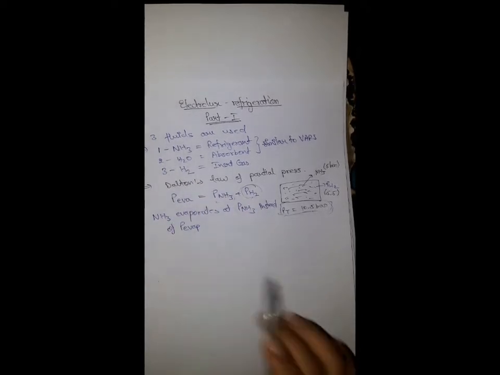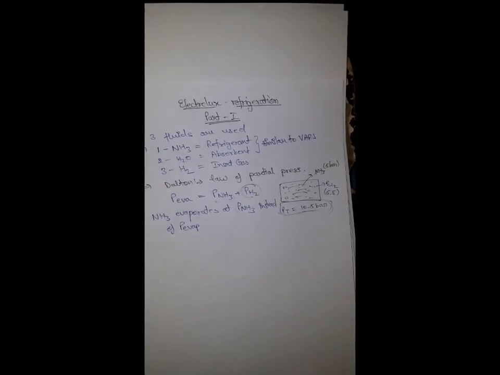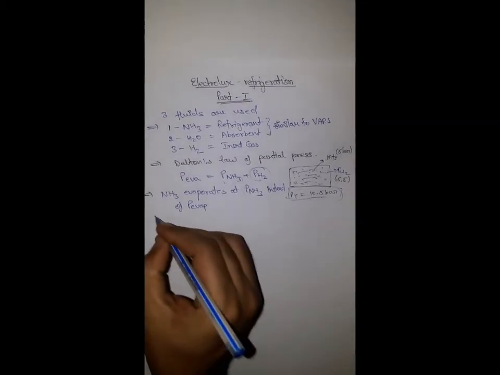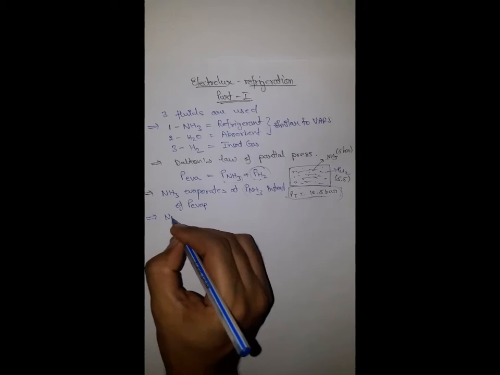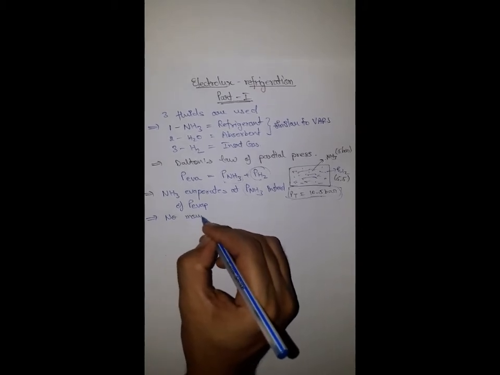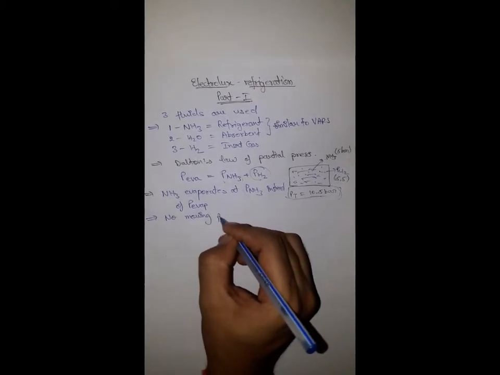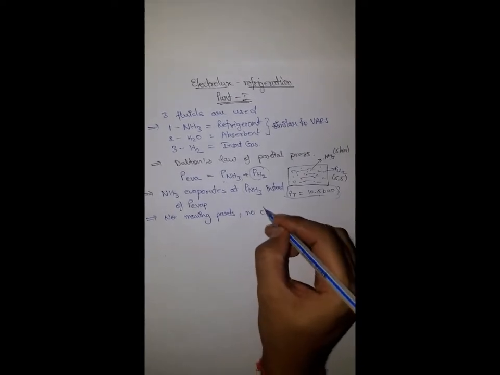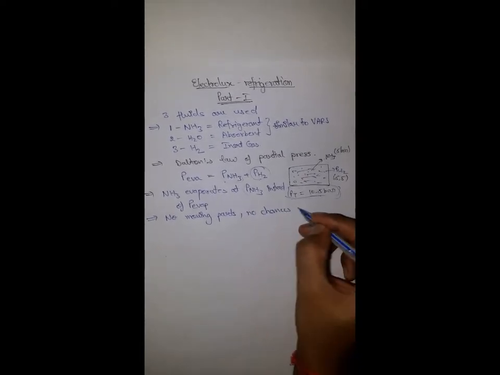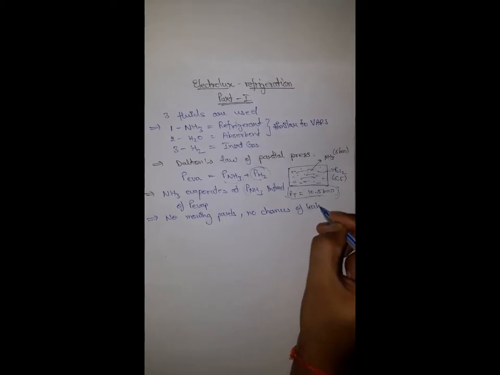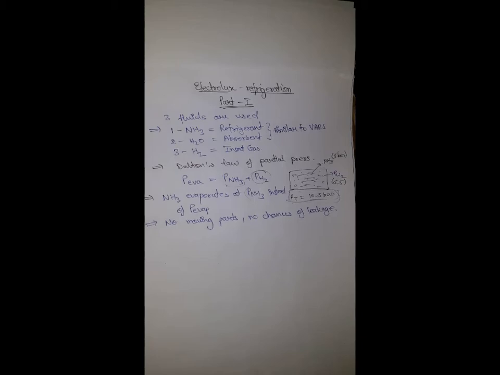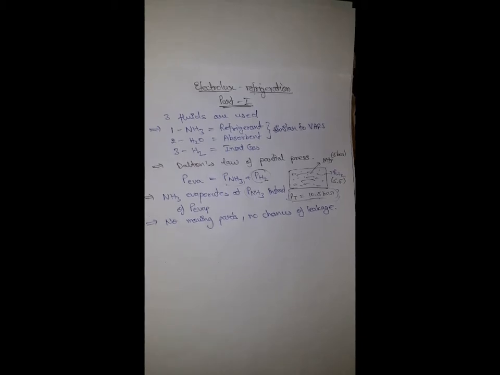So it is a three fluid system, and another advantage of this Electrolux refrigeration system is that it involves no moving parts. No moving parts are involved, so there are no chances of leakage. And hydrogen being the lightest gas, its circulation is also easy.